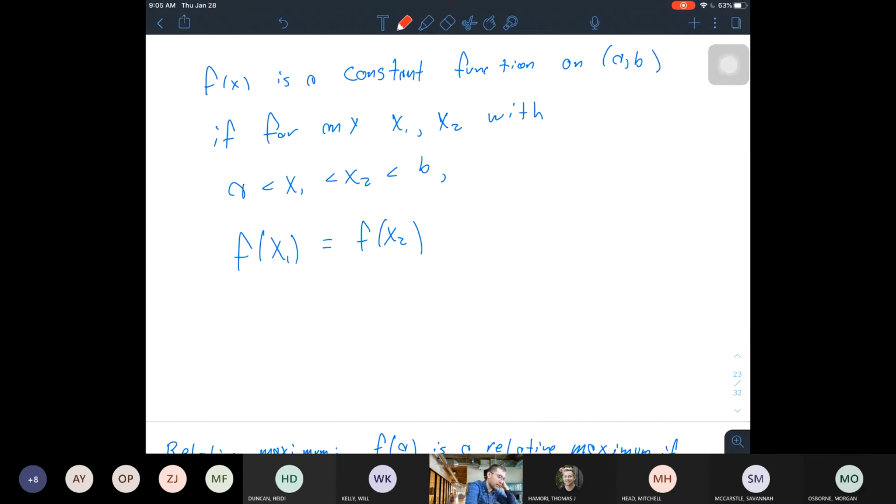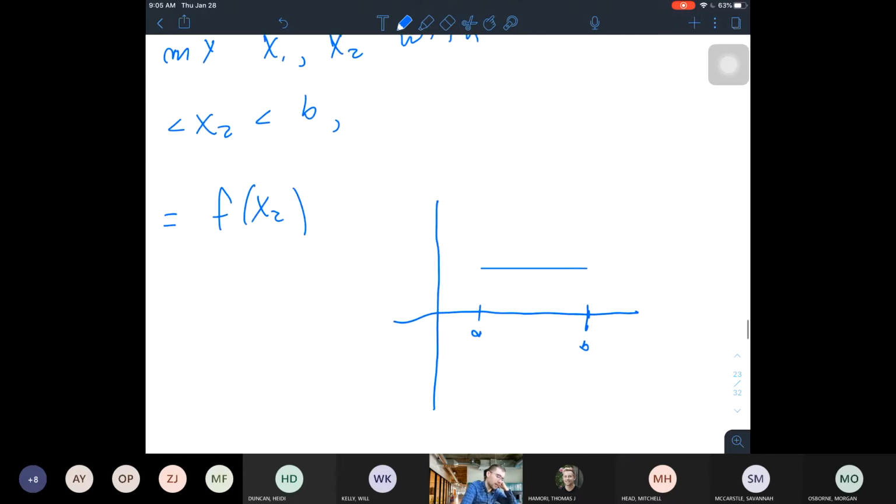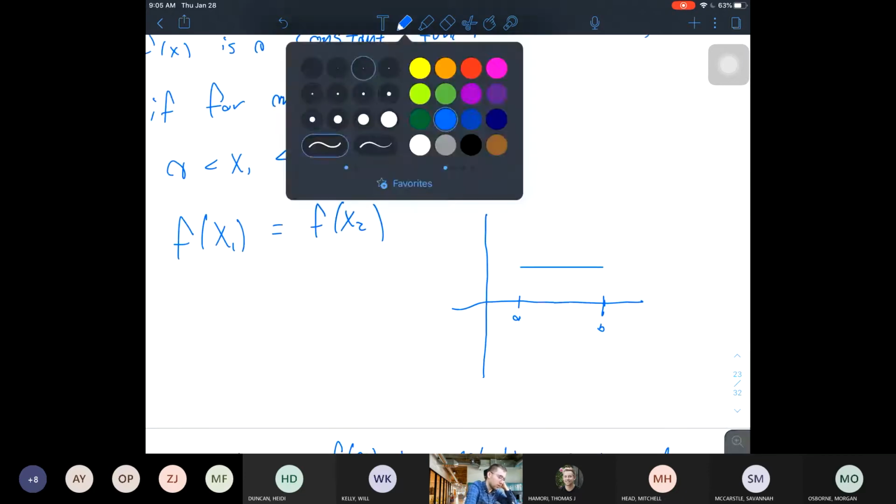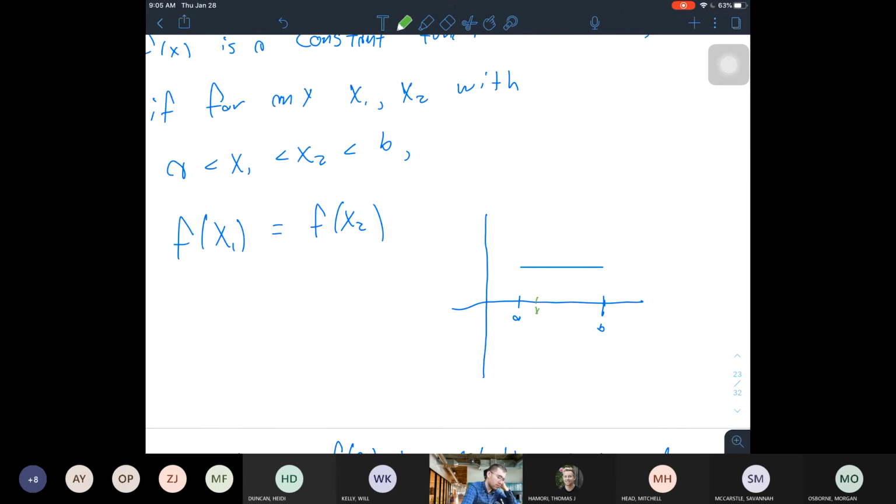So a constant function is kind of what you think. It's if we have some interval a to b, the property that a constant function should have is that it should have the same height everywhere in this interval. Okay, so we choose any x1 and x2 in our interval, with x1 being strictly to the left of x2. The heights of the two points which we get should be the same.